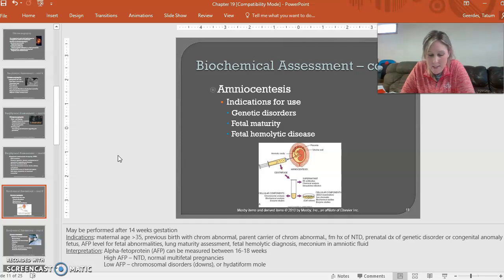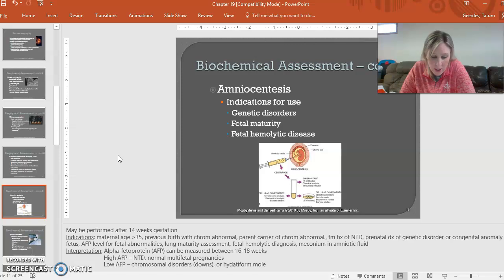What happens is we use ultrasound, and a needle is inserted into the abdominal cavity into a pocket of amniotic fluid. Amniotic fluid is withdrawn into a syringe and then sent to the lab to be analyzed. Throughout the procedure, we're monitoring mom and we're monitoring the fetus, and we're using ultrasound as well.